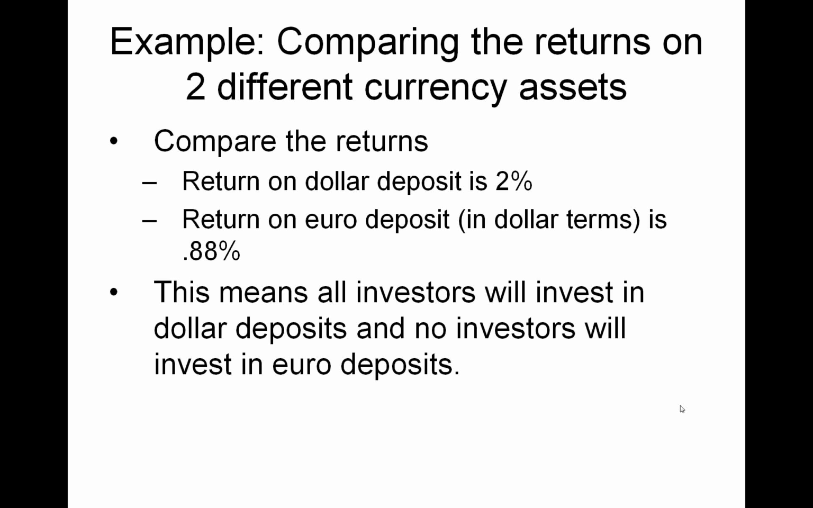So now we need to compare the returns on the two different currency deposits. The return on the dollar deposit was 2%, and that was given in the original assumptions. We just figured out that the return on the euro deposit in terms of dollars is 0.88%. This means that all investors will invest in dollar deposits and no investors will be interested in investing in euro deposits. So even though originally it looked like the euro deposit with a rate of return of 4% was the better deal, because of the expected change in the exchange rate, the dollar deposit is actually better.